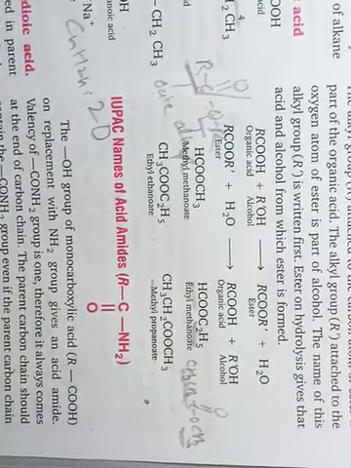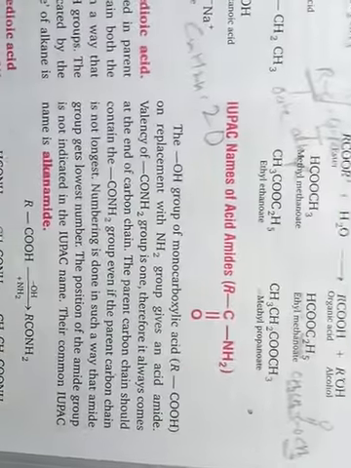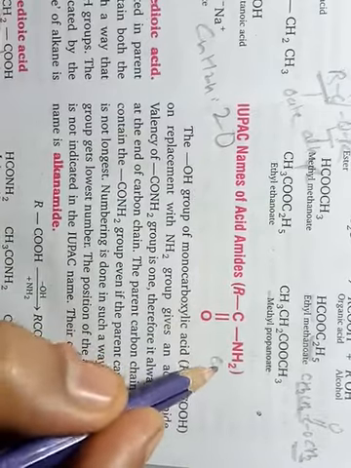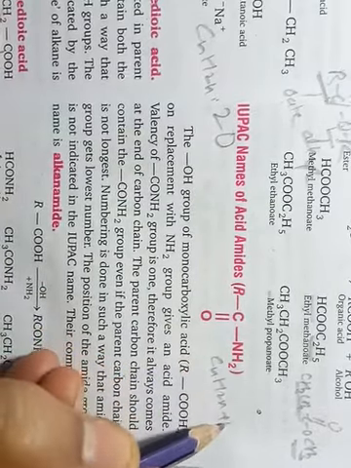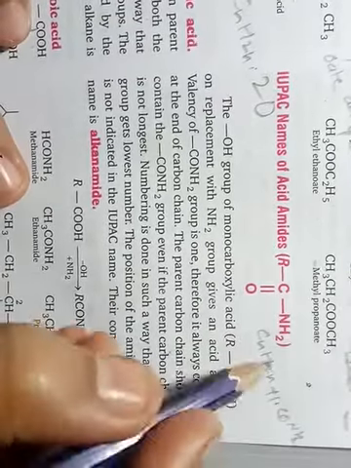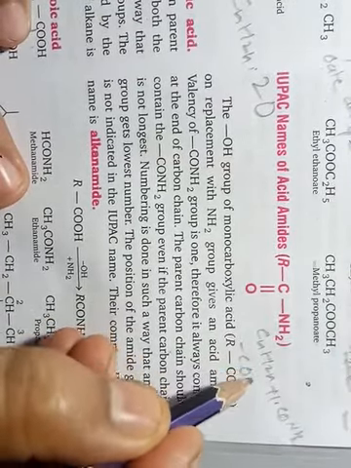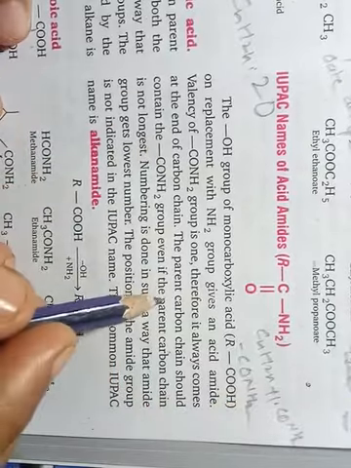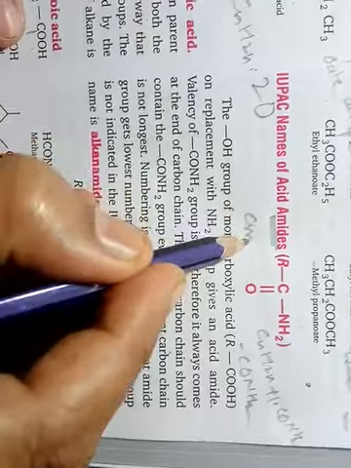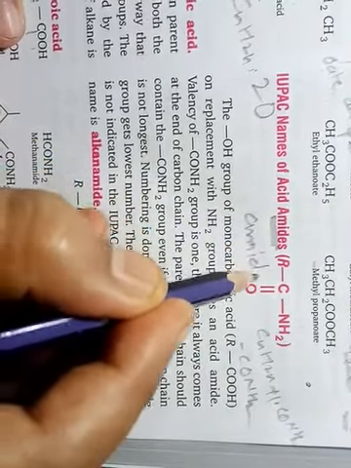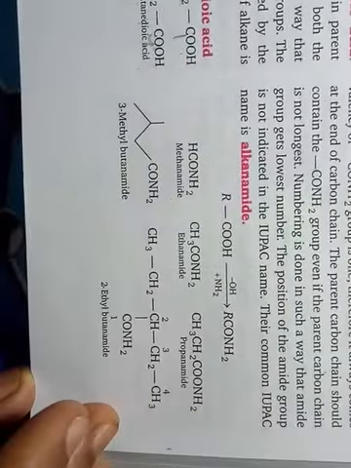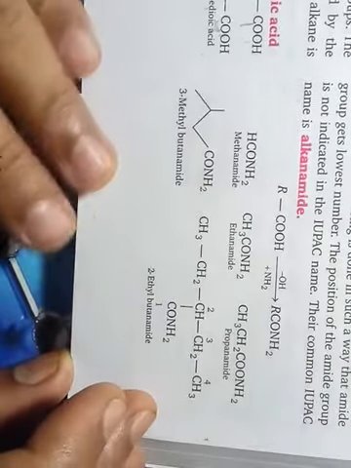Okay, then amide. The general formula is CnH2n+1CONH2. The functional group is CONH2, and the suffix we use is -amide. Amide is the suffix of these compounds. This group is also present at the terminal position only.